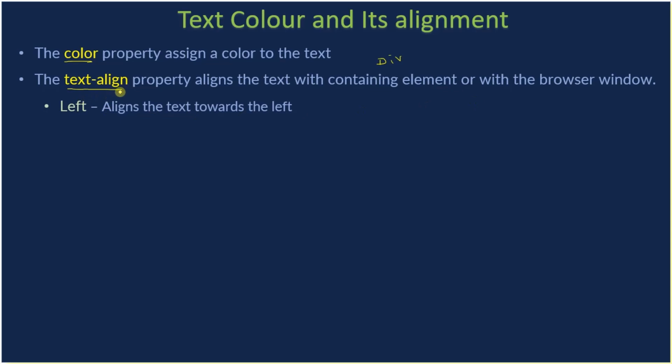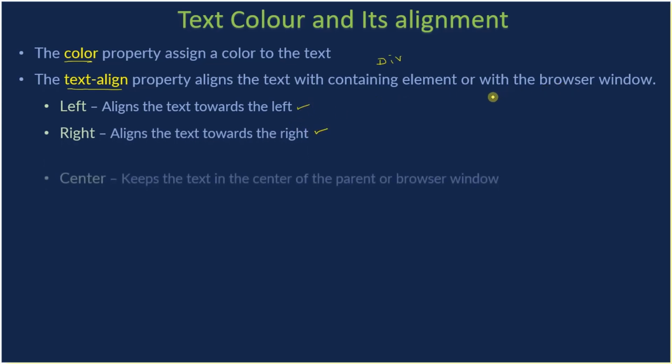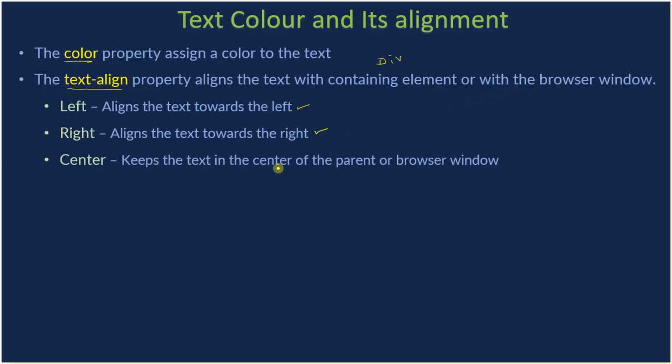So the text align will take values like left. Left will tell it to align the text towards the left. Right aligns the text towards the right of the parent or the browser window. Center keeps the text in the center of the parent or browser window. Justify expands the text to fit the entire width.